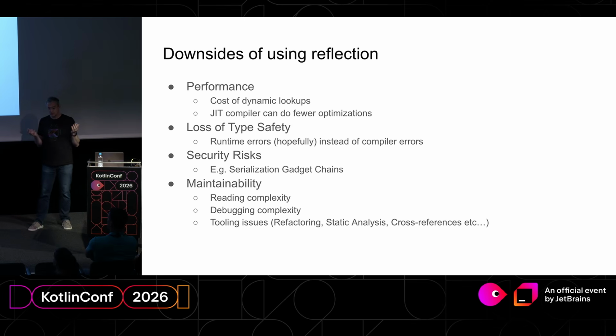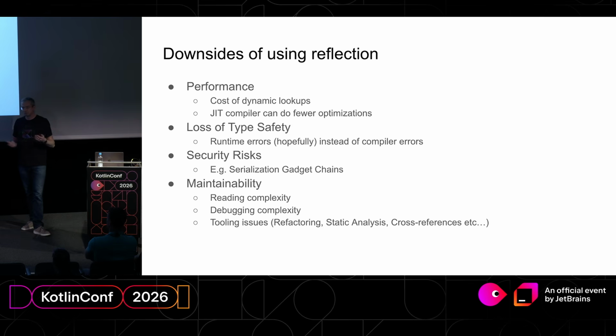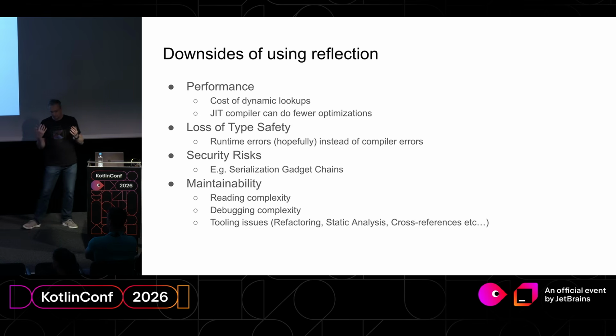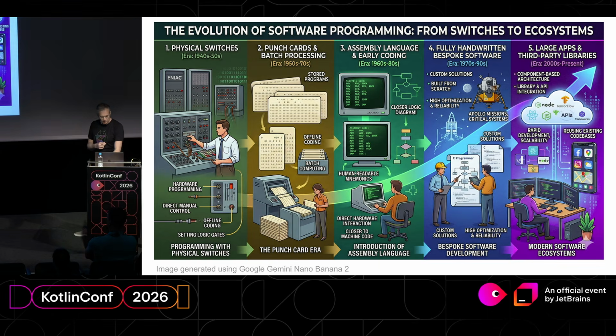And then, of course, there's maintainability issues. Your code becomes more complex because you need to read through all these reflection calls. Your debugging becomes more complex because all of a sudden random things are being instantiated at runtime. And then there's tooling issues. Your refactoring logic in the IDE doesn't know about your dynamic calls to this code. Static analysis cannot prove that something is called. When you do find all usages, it doesn't show up all the call sites, right? So there's definitely some concerns using reflection.